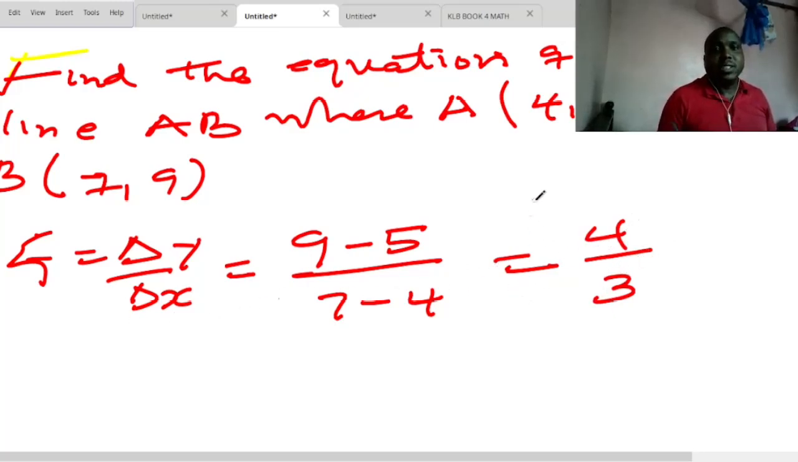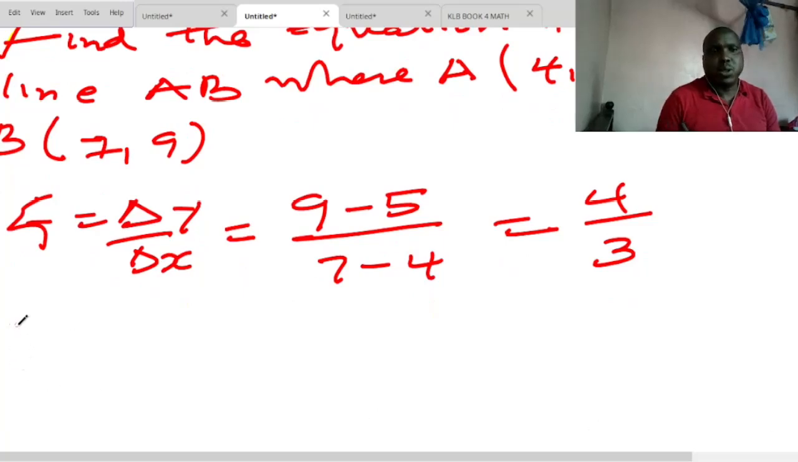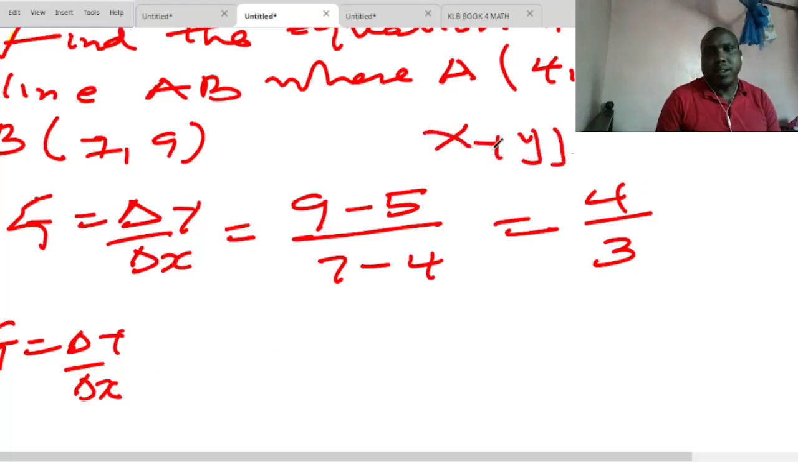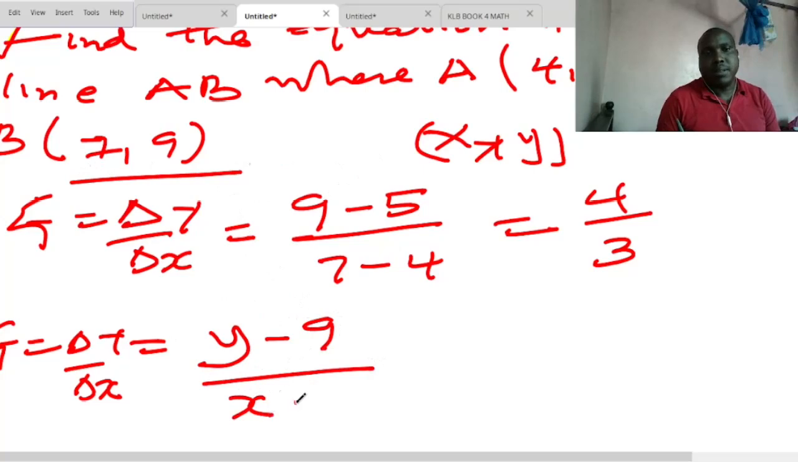Now we have the gradient. We take one point from either (4, 5) or (7, 9), any of them, and the general point is (x, y). We know the gradient is equal to change in y over change in x. So take y, the general point, minus y, the point you have. Let us take this one, minus 9, over x minus 7, which gives us the gradient 4 over 3.